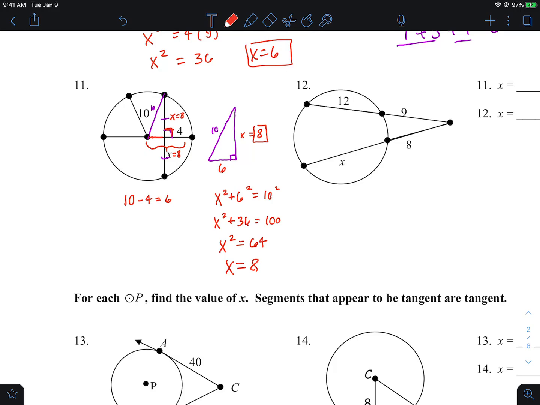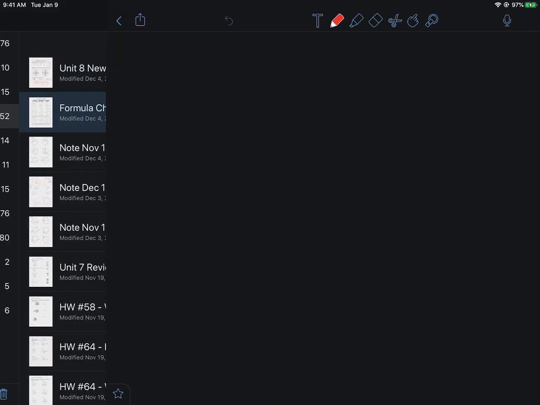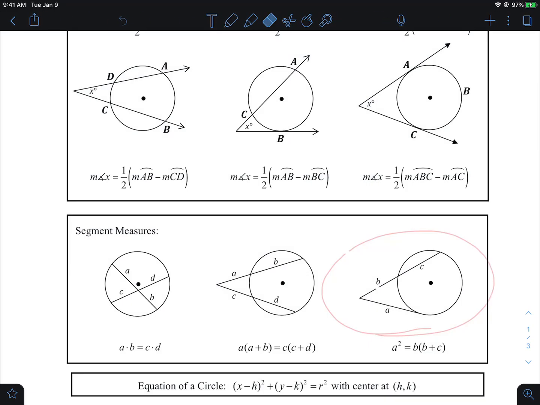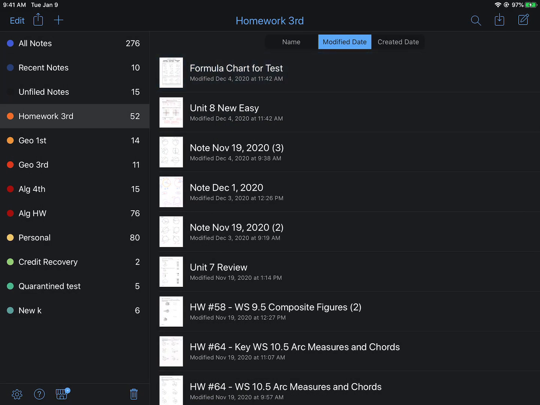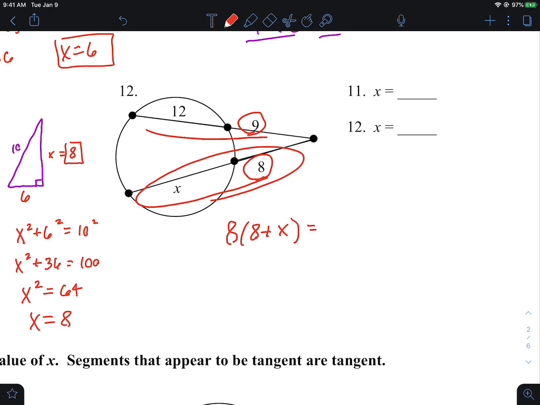Number 12 here coming up. This is another one that's going to be from the formula chart. So the formula that we'll use here for this one will be this formula right here. So you got two secant lines, and we're going to try and find a piece of that secant line. So the way this will work here, this will be 8 times the sum of those. So I guess a plus x, or x plus a, however you want to write it. And then the other side will be 9 times the sum.